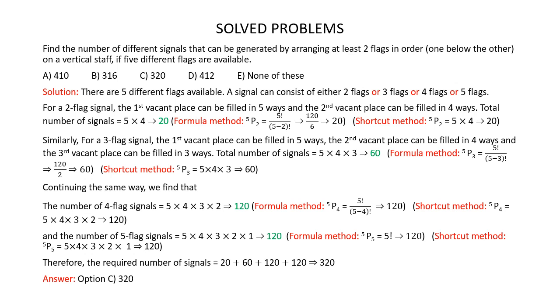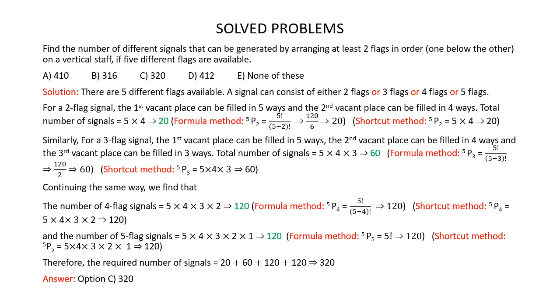And the number of 5 flag signals is equal to 5 multiplied by 4 multiplied by 3 multiplied by 2 multiplied by 1, which is 120. Using the formula method, it will be 5p5, which is nothing but 5 factorial. 5 factorial is 120. Using the shortcut method, 5p5 is equal to 5 multiplied by 4 multiplied by 3 multiplied by 2 multiplied by 1, which is 120. So 120 five flag signals can be generated.